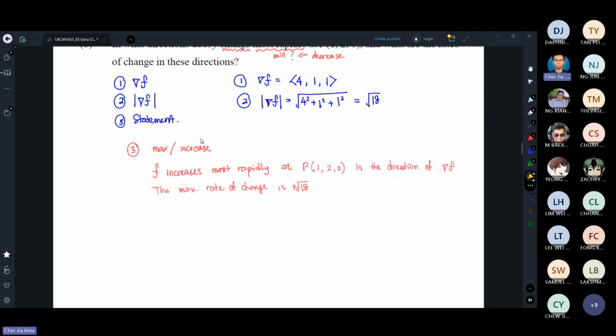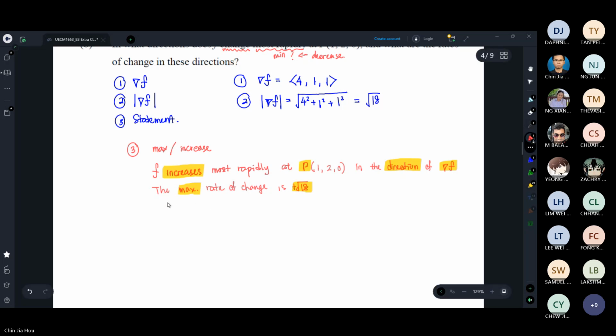So the important keyword here is increase. And of course, you need to have the point if it's given, the direction of this gradient vector, and the max or min rate of change is this one. So it follows a certain standard of writing this statement. You just need to somehow memorize it. This is the part where you need to memorize the most for this kind of question.